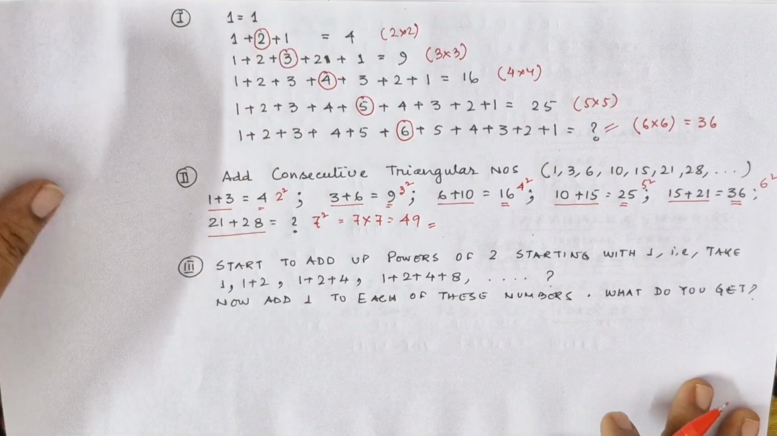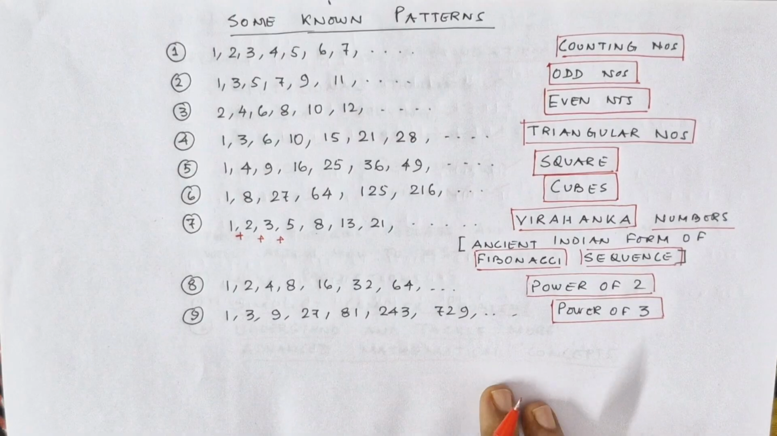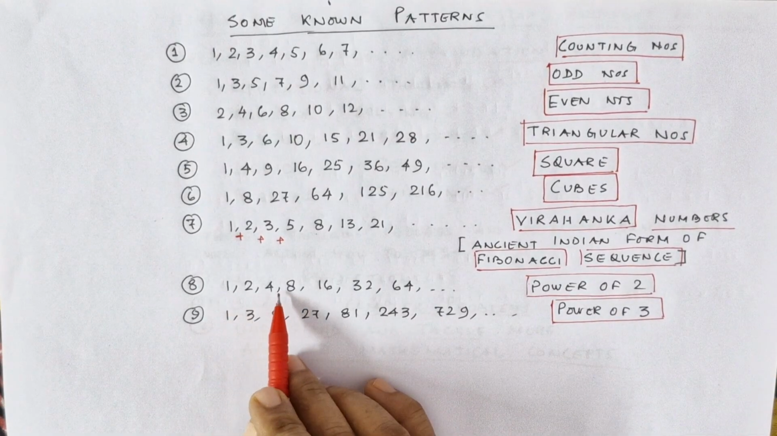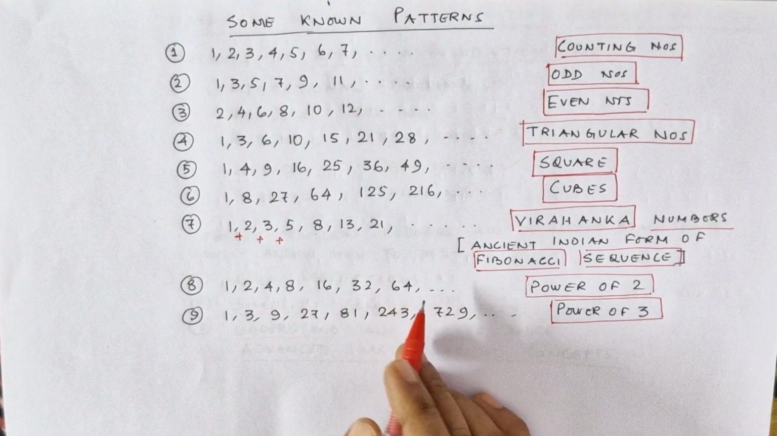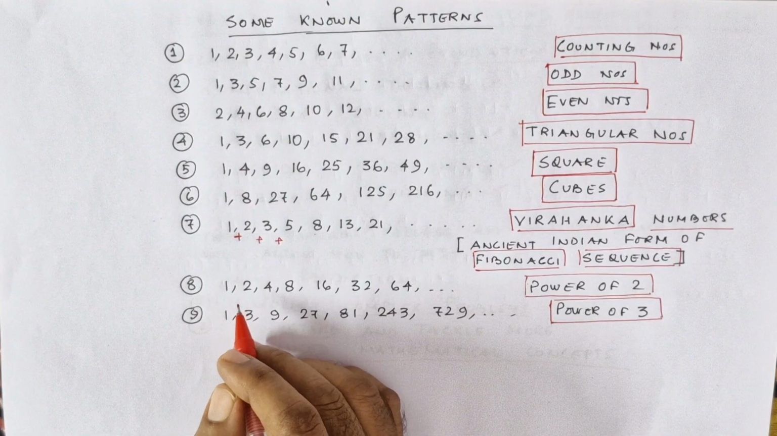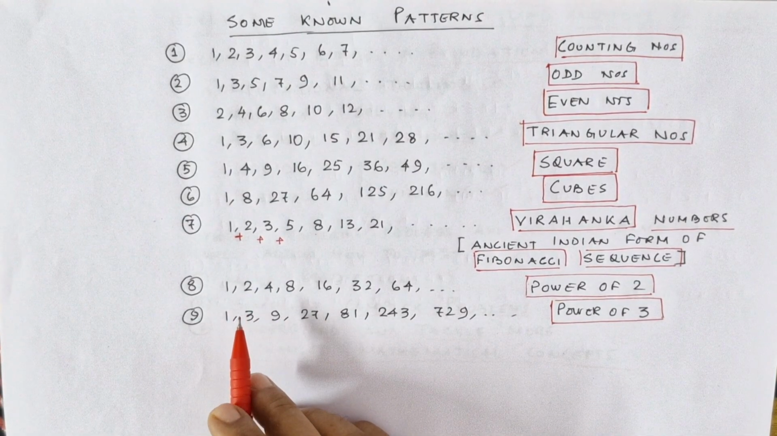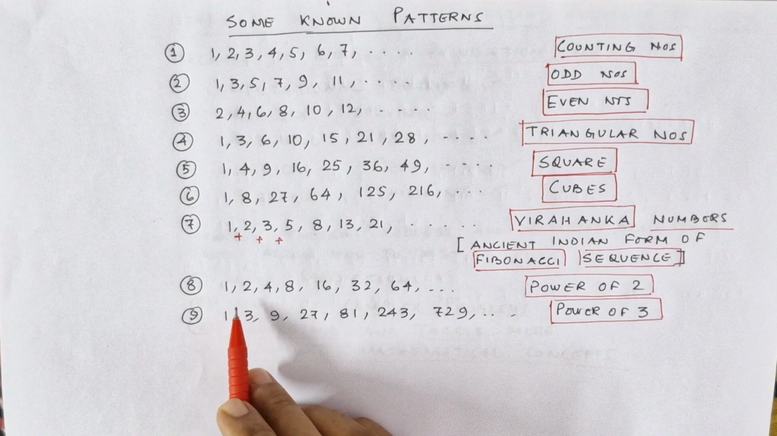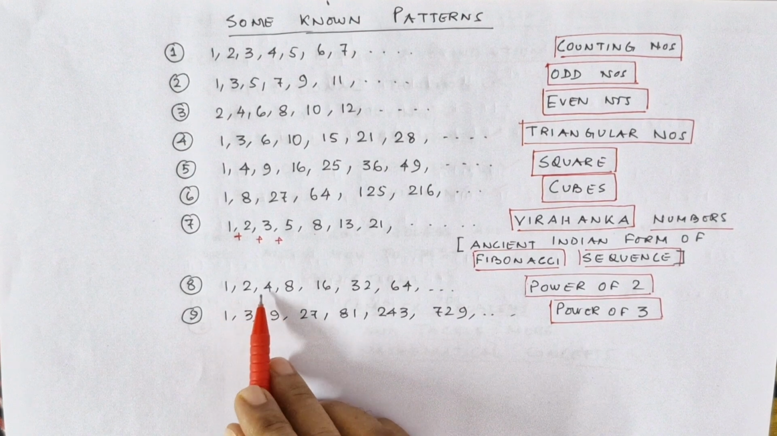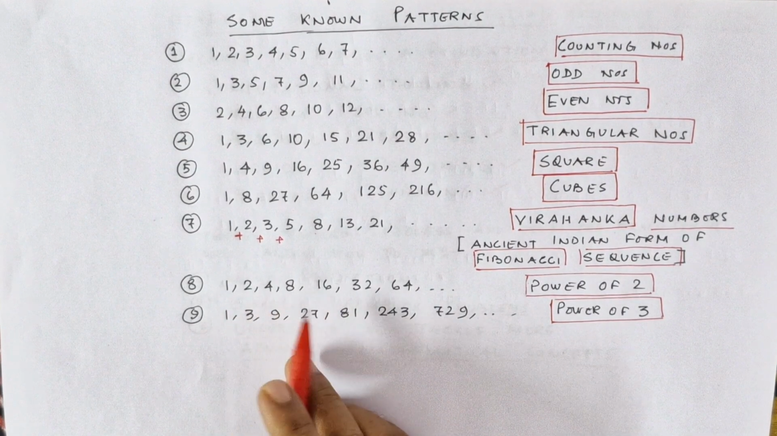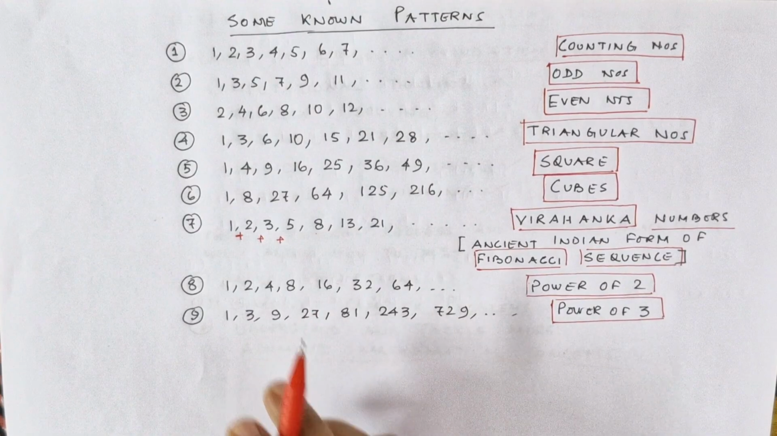As you have seen, the powers of 2, right? So here, see, 1, 2, 4, 8, 16, 32 and 64. You are just adding consecutive powers of 2, right? So 1 plus 2, 1 plus 2 plus 4, 1 plus 2 plus 4 plus 8, and so forth.